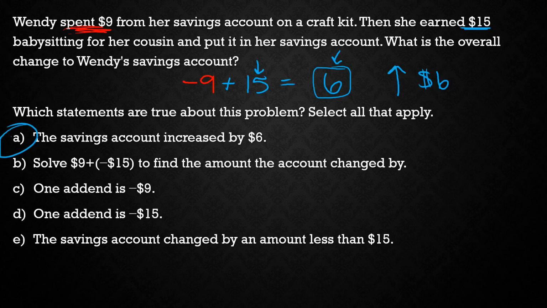Let's see, the savings account changed by an amount less than $15. Solve 9 plus negative 15. That one's not correct. One of the addends is negative 9. That one is true because we have a negative 9 here. The reason why this one is not true is because this 15 is negative and our 15 is positive. And the savings account was changed by an amount that was less than $15, right? From beginning to end, it only changed $6, and $6 is less than that 15.